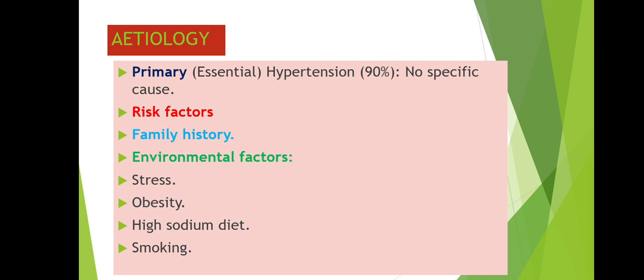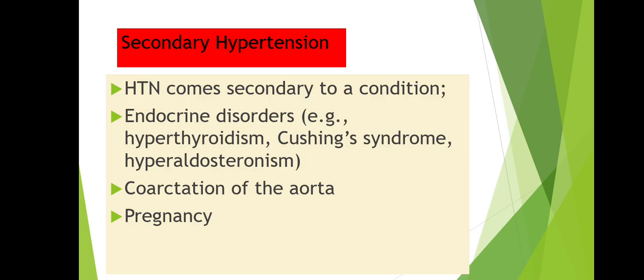Okay. Then let's go to the second classification. We have secondary hypertension. Why is it called secondary hypertension? This secondary hypertension comes with an associated condition. It comes because the body has been rendered weak, and hence fails to control its blood pressure.